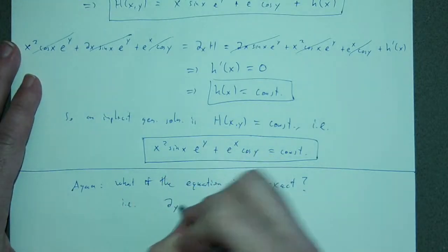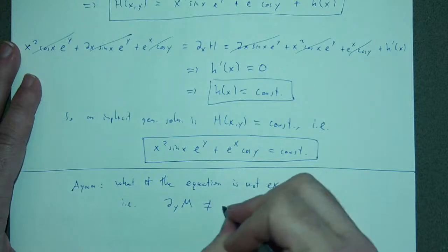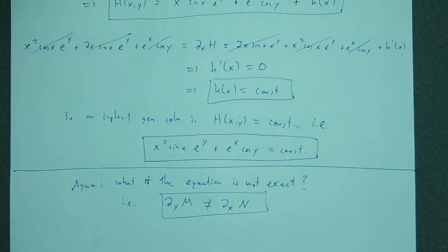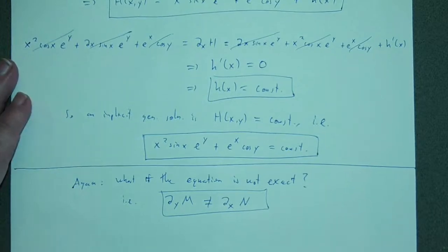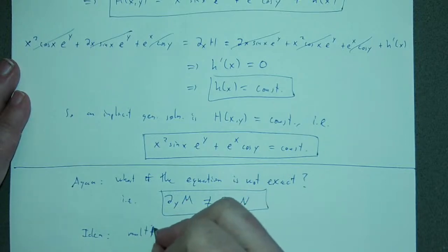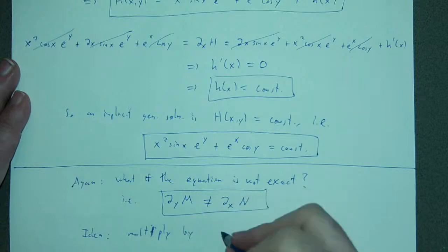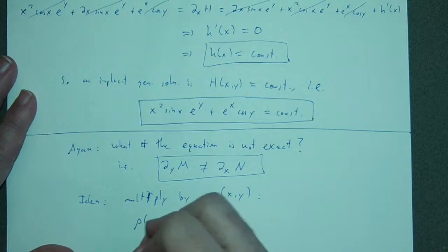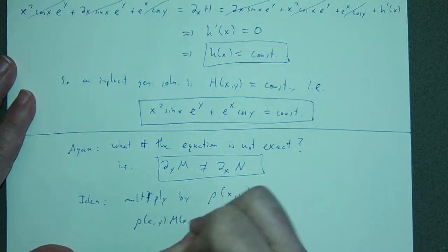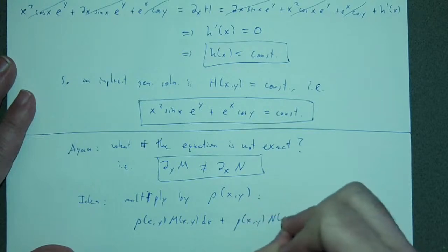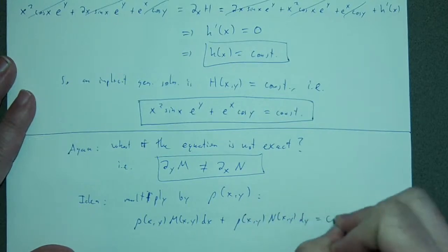We go to check, and the y partial of M is just not equal to the x partial of N. So, as we saw yesterday, the idea is to multiply by rho of x,y. This gives me an equation rho(x,y) M(x,y) dx plus rho(x,y) N(x,y) dy is equal to 0.